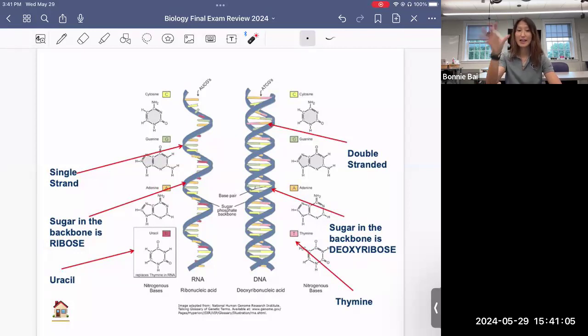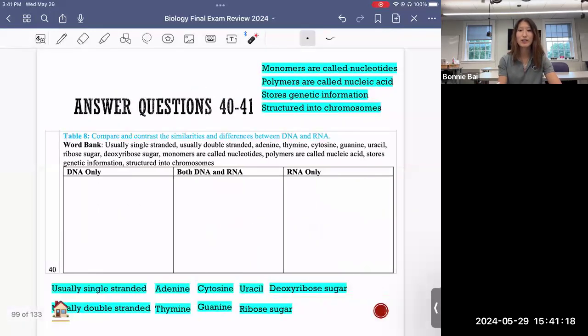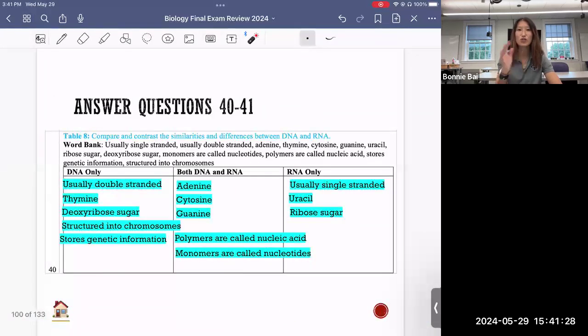And then the actual nitrogenous bases for DNA, we have ATCG, versus RNA, which is AUCG. Okay, so that's another difference, U versus T. So you can take a look at this chart over here. You're welcome to pause and take a look yourself. And then when you're ready, unpause and take a look at the answers over here. So this should all make sense. These are things we just talked about so far. The only ones that we didn't talk about are these two. So we have structured into chromosomes for DNA and stores genetic information for DNA, the actual purpose of the DNA.